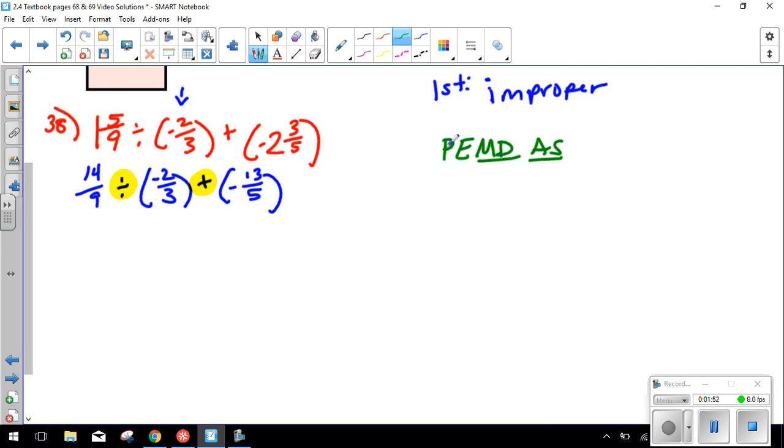So when I ask students if there's parentheses, they're like, yeah, they're right there. But I can't reduce a single rational number. So even though parentheses appear to be there, I don't have anything to reduce. I don't have exponents. I do have division. So I'm going to start here. Okay, so I'm going to take 14 over 9 divided by negative 2 over 3.